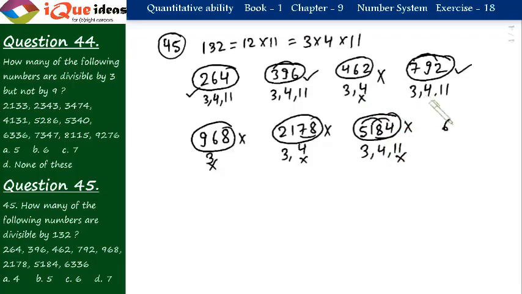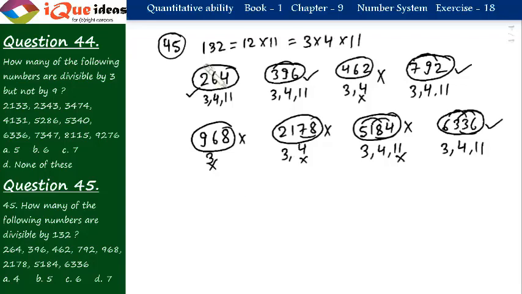Now let's take the last number, that is 6336. Is it divisible by 3? Visibly all the digits are multiples of 3. So it is divisible by 3. 6336. Last two digits 36. So it is divisible by 4. For 11, check the sum of digits at odd places and the sum of digits at even places. 9 minus 9, 0. So this number is divisible by 11.